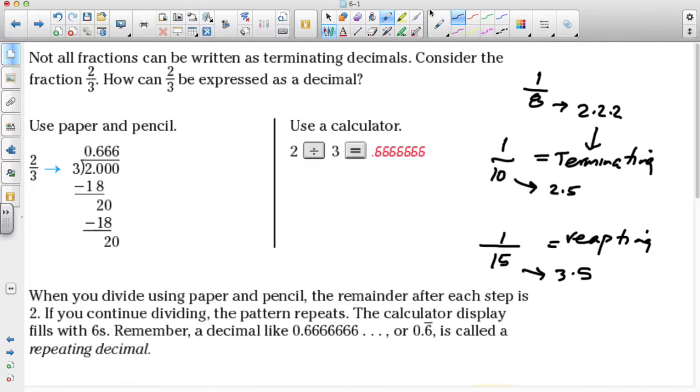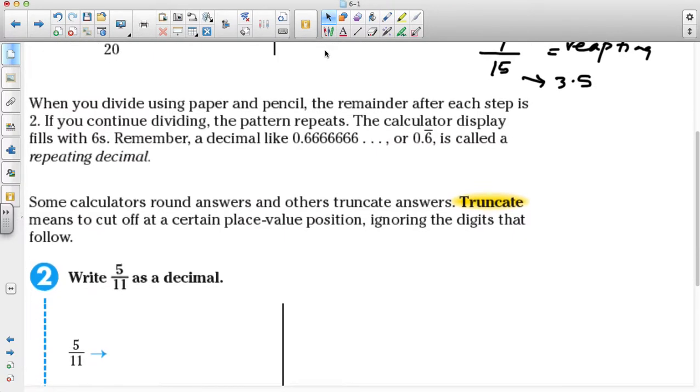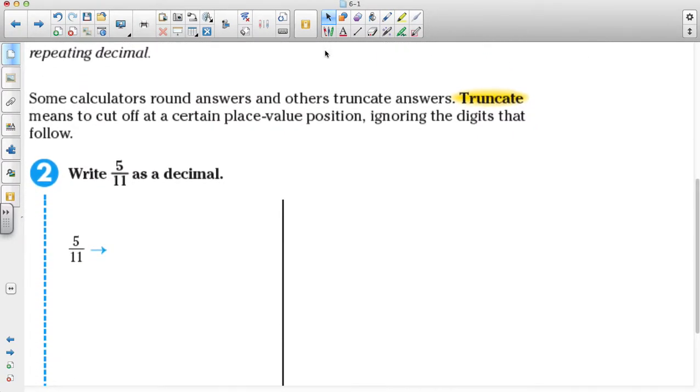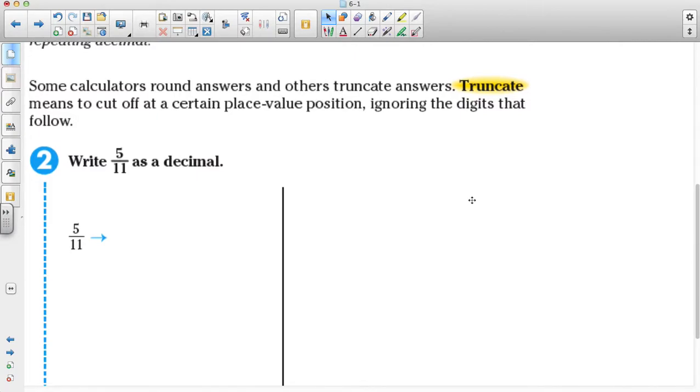So like what I told you about calculators, some calculators round answers and others truncate answers. Now, the definition of truncate means to cut off at a certain place value position, ignoring the digits that follow. So calculators, actually not some calculators, most calculators, will be truncating answers. Now let's look at 5 over 11 as a decimal, and let's figure out the value of 5 over 11 as a decimal.